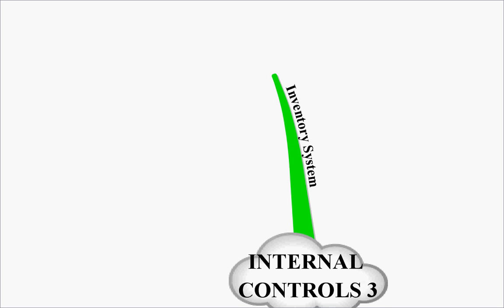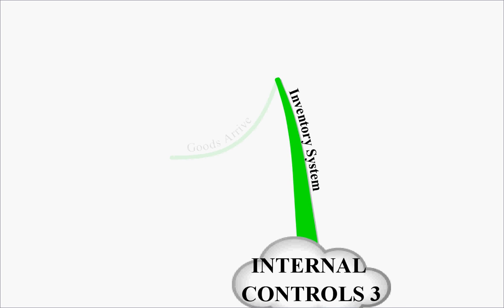This is the third of our lectures on internal controls, just finishing off the systems. The next system we wanted to look at was the inventory system. Remember, we're looking at control objectives and control procedures.